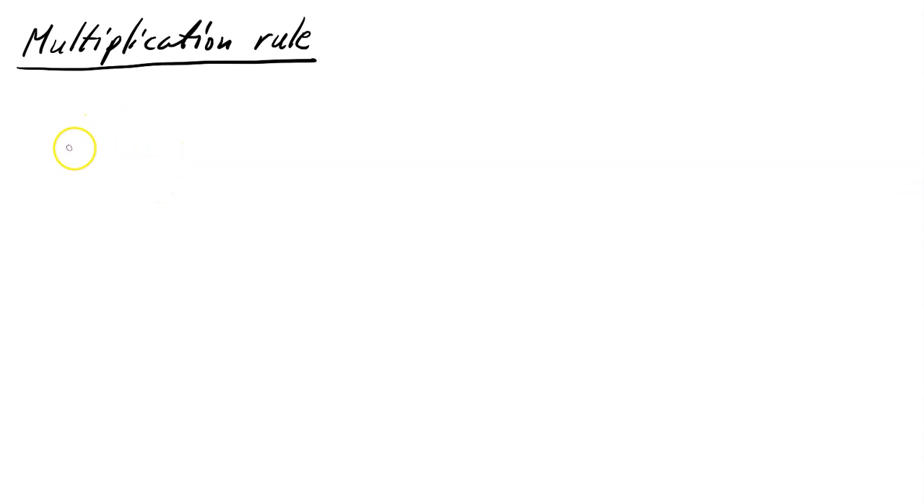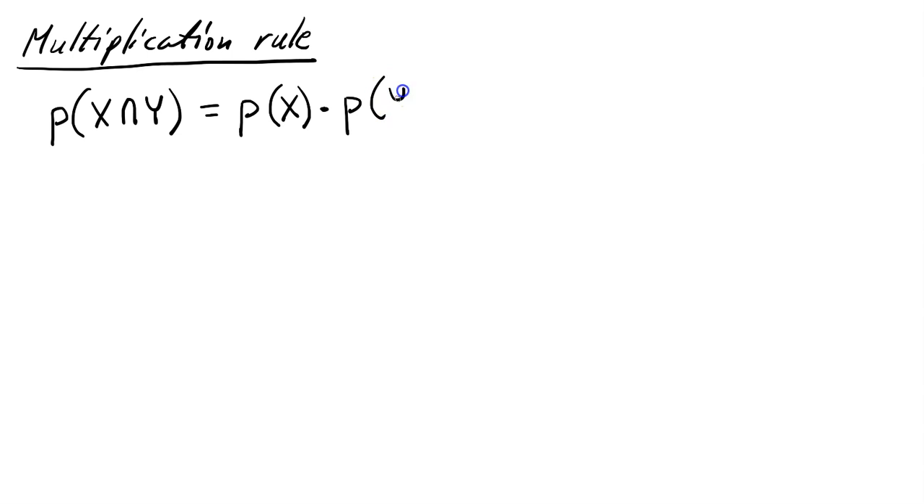Having defined conditional probabilities, we can now write the multiplication rule of probability theory. And that is that the probability for X and Y, so the probability for both, is given by, according to the multiplication rule, the probability for one of them, the probability for X, times the probability for the other one, given that the first one has happened.